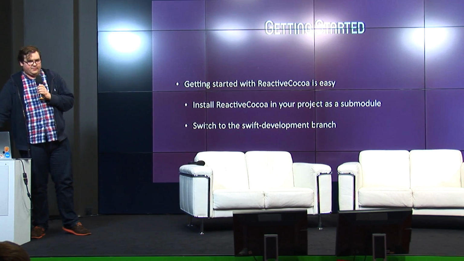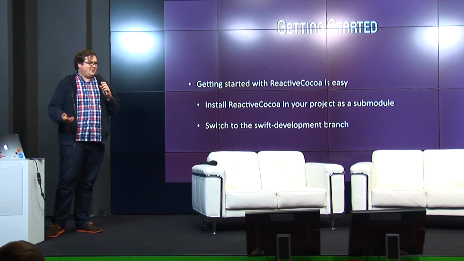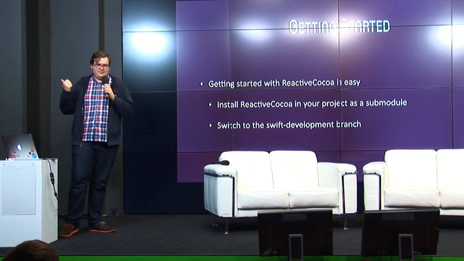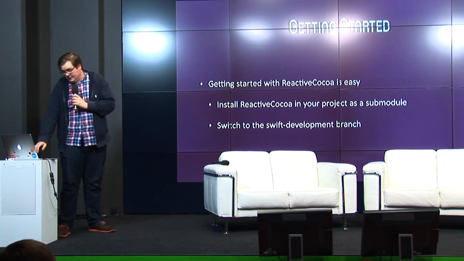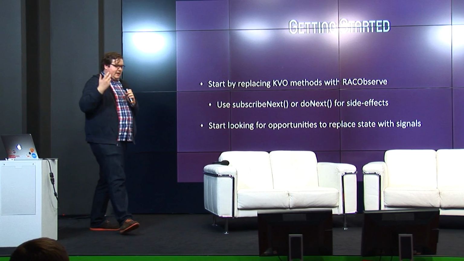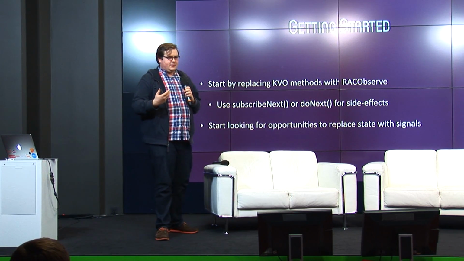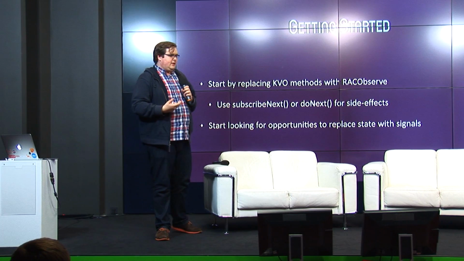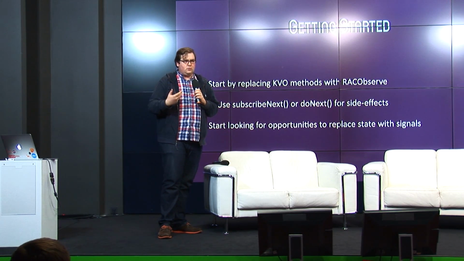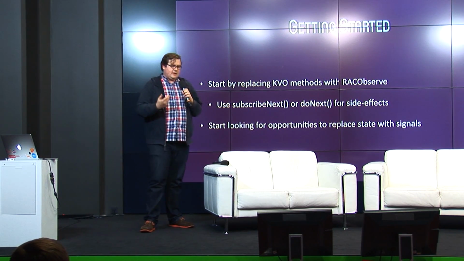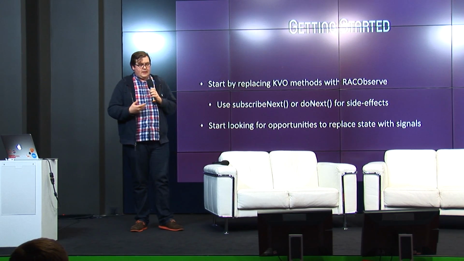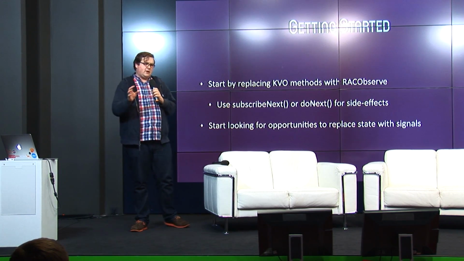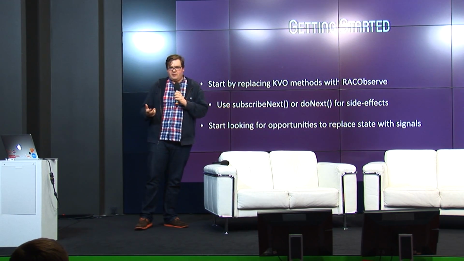There are a few sub-modules of Reactive Cocoa which you'll need to install, but there's a demo app that I've got up on GitHub that I'll show you the link for later. It's pretty easy to get set up. So yeah, once you have Reactive Cocoa installed, start by replacing any key value observation methods you have. If you're responding to a changed property by executing some code, instead of having a KVO method, use a subscribe next around a signal instead.